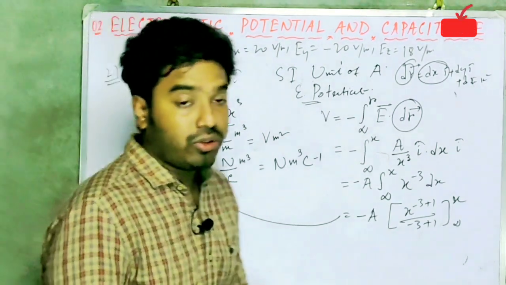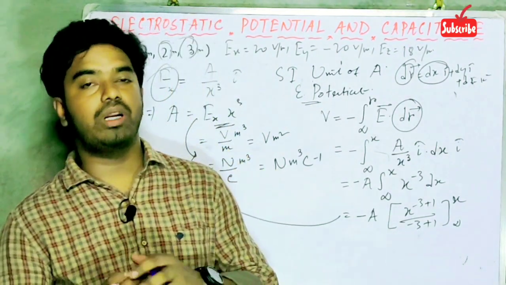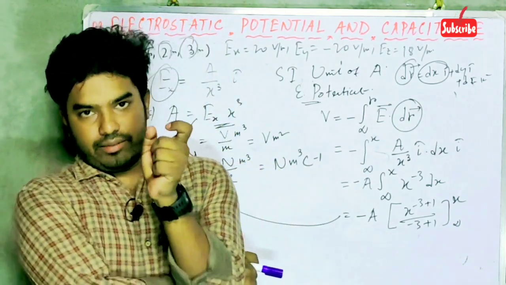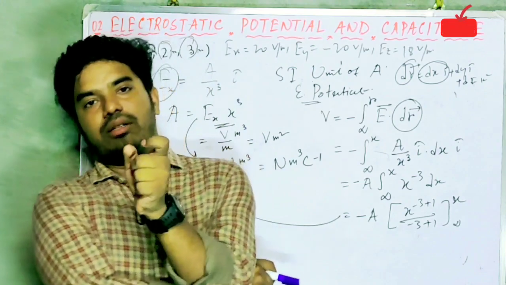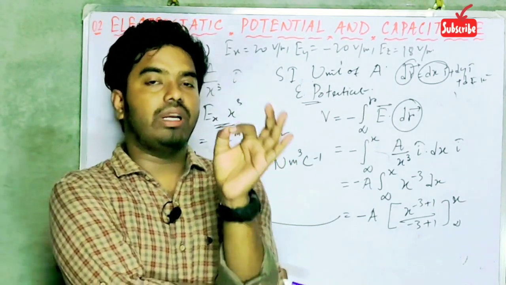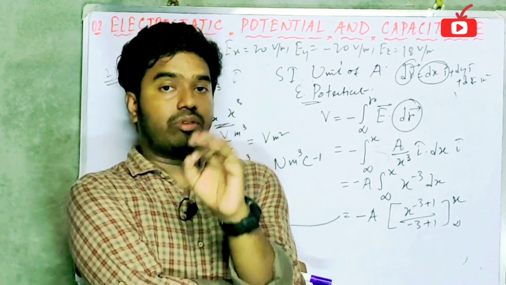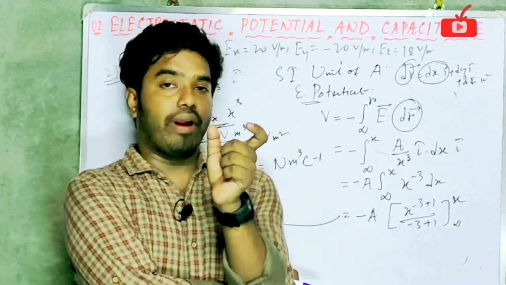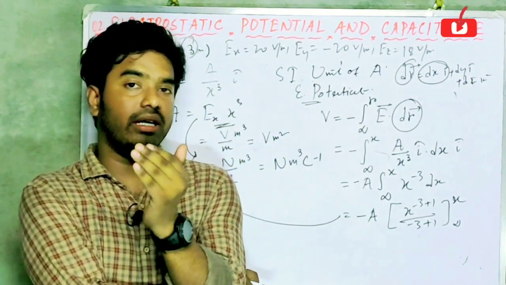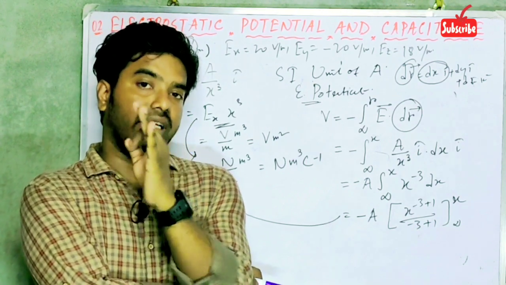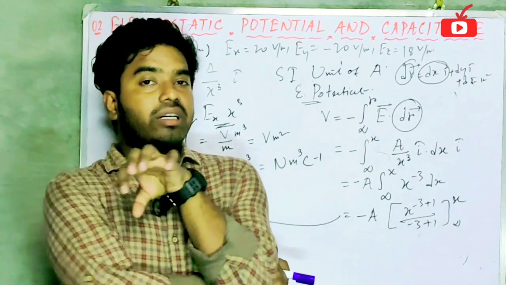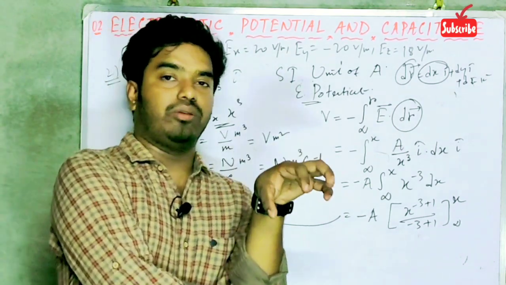Okay, so in this class what did we learn? We learned the relation between electric field and electric potential, that is E equals minus dV by dr, that the negative of the potential gradient at a point is called the electric field at that point. And what is the significance of the negative sign here? The negative sign indicates that the direction of the electric field is always in the direction of decreasing potential value.